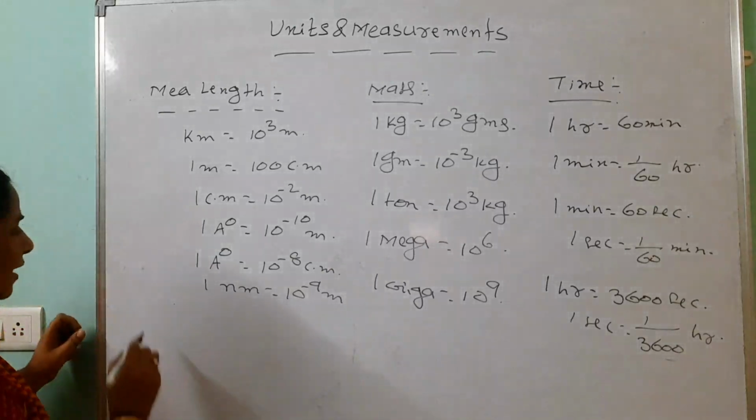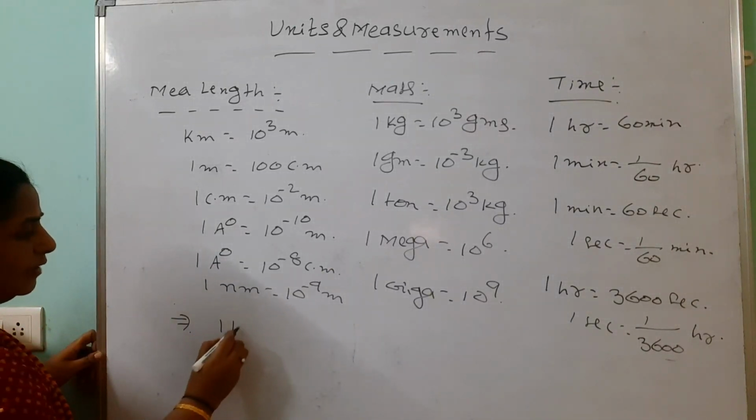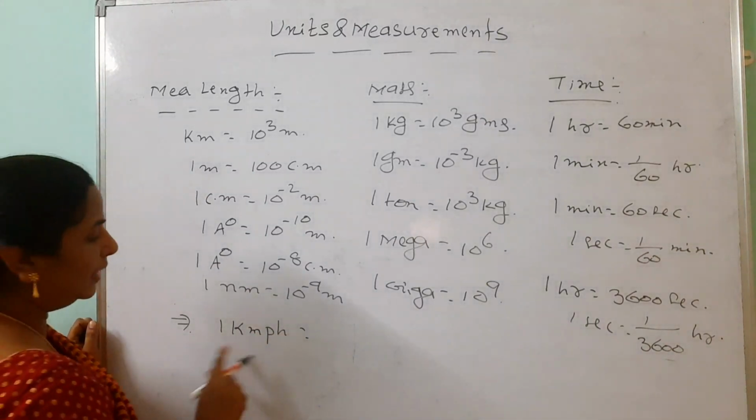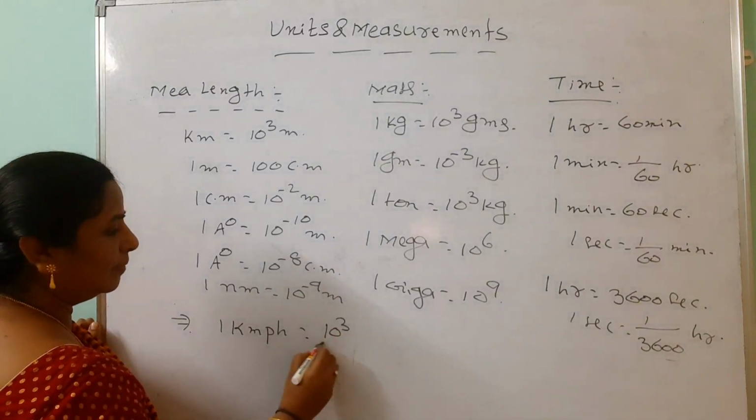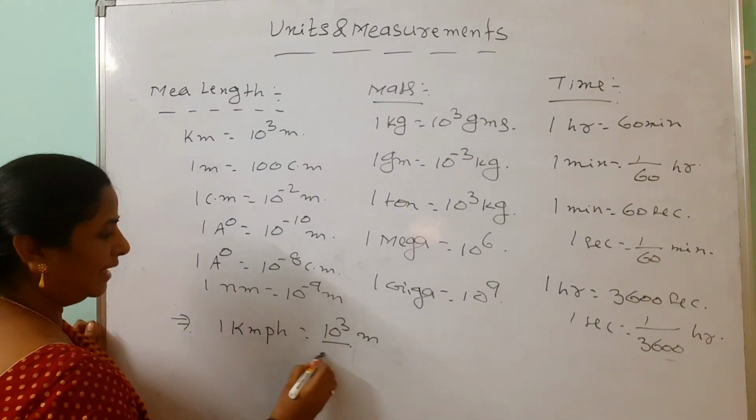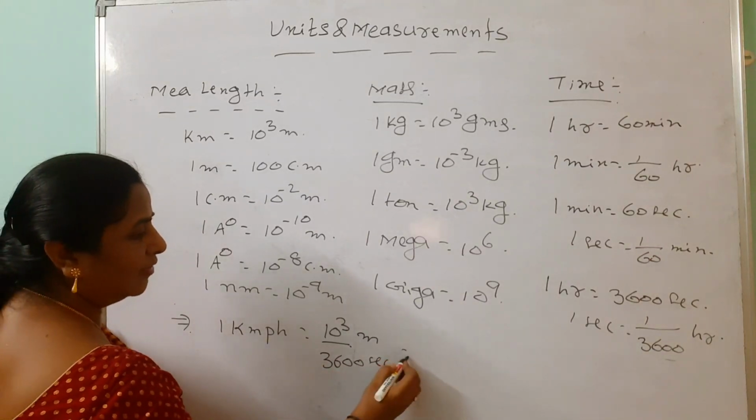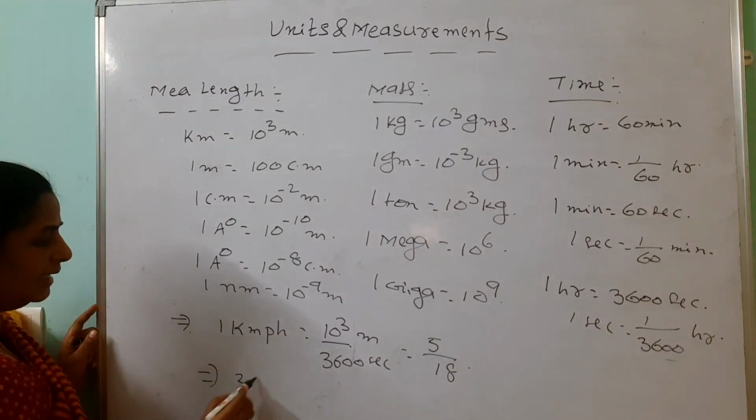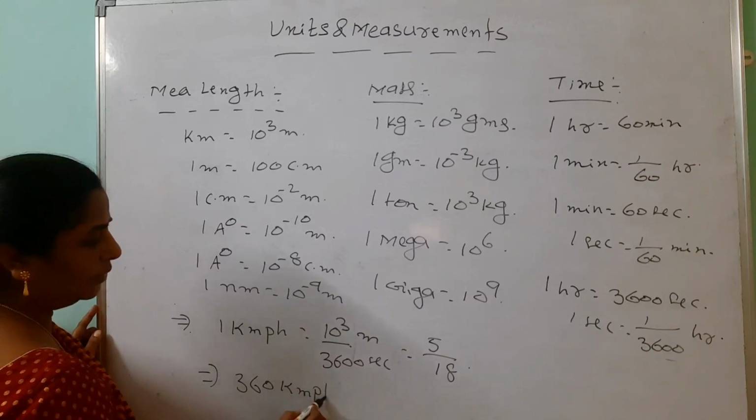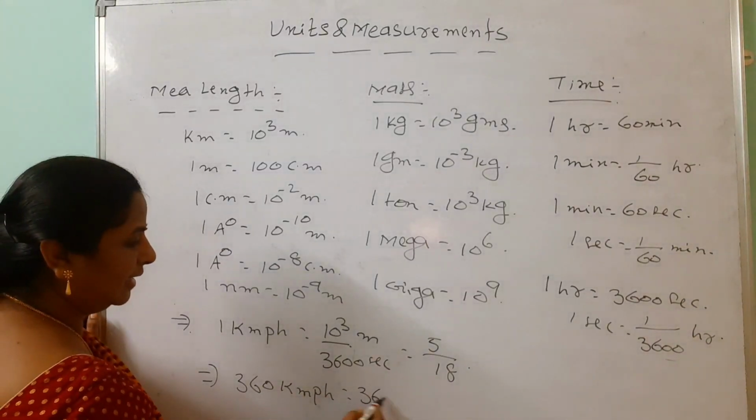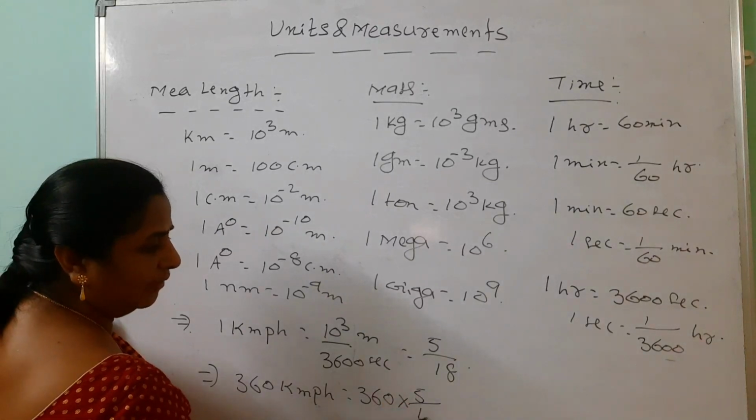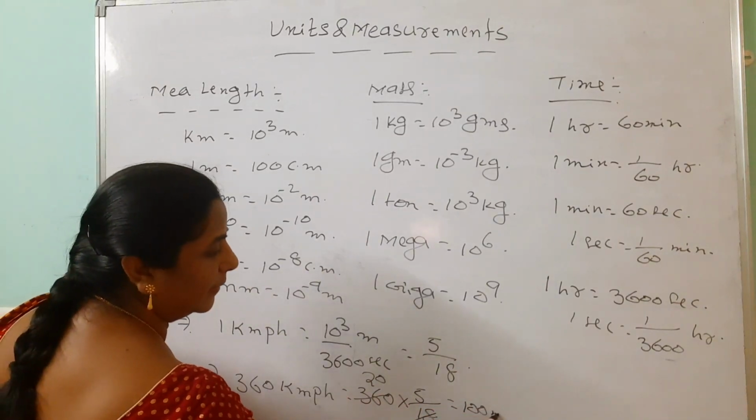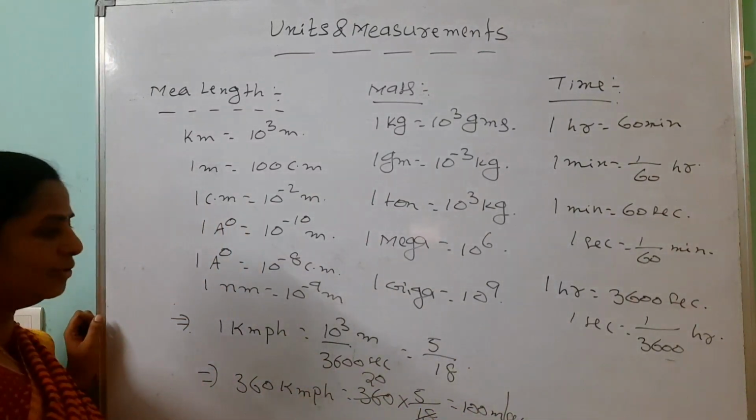One more thing: while measuring speed and velocity, take 1 km/h. How do we convert it into meters per second? 1 kilometer is 10 to the power of 3 meters, per hour, and 1 hour is 3600 seconds. After simplification, we get 5 by 18. One example: 360 km/h. How to convert into meters per second? 360 into 5 by 18, which is 20 into 5, 100 meters per second. So we can convert from km/h to meters per second.